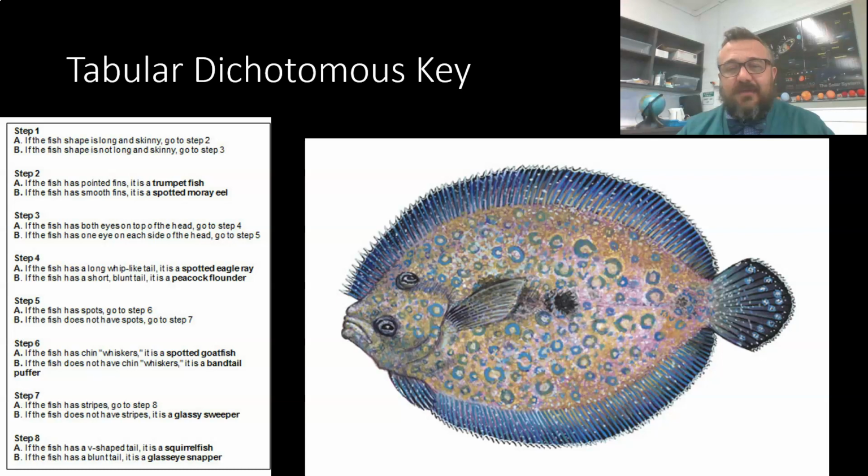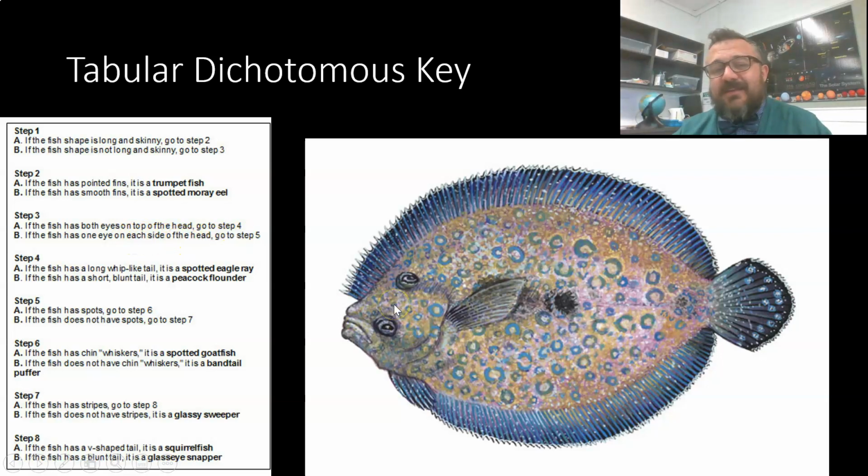Let's have a look at a tabular one. And this one is a bit trickier, right? Because these are all types of fish. All right. Step 1, if the fish is long and skinny, go to step 2. If the fish shape is not long and skinny, go to step 3. This is a non-long and skinny fish, so we go to step 3. If the fish has both eyes on top of its head, go to step 4. If the fish has one eye on each side of its head, go to step 5.